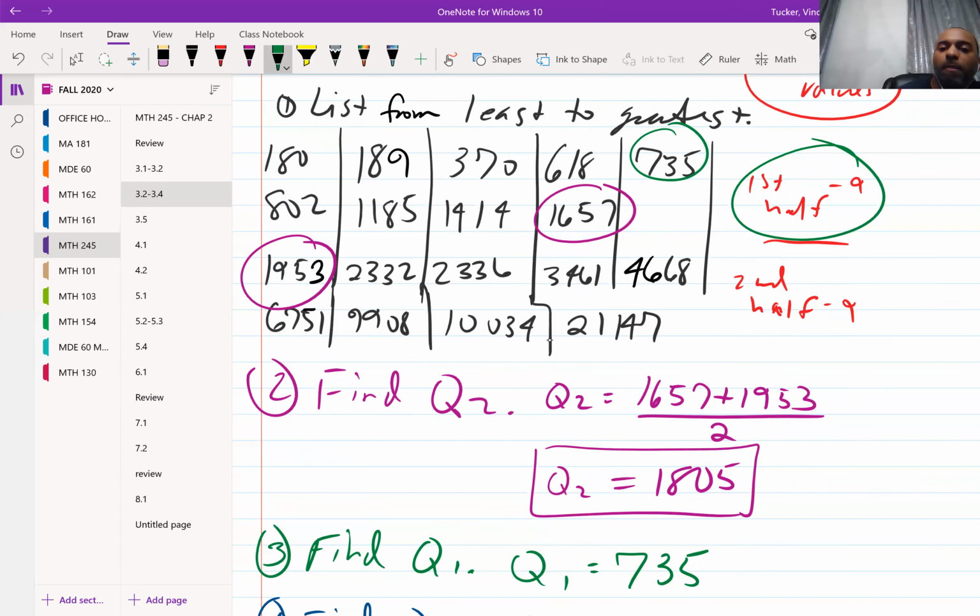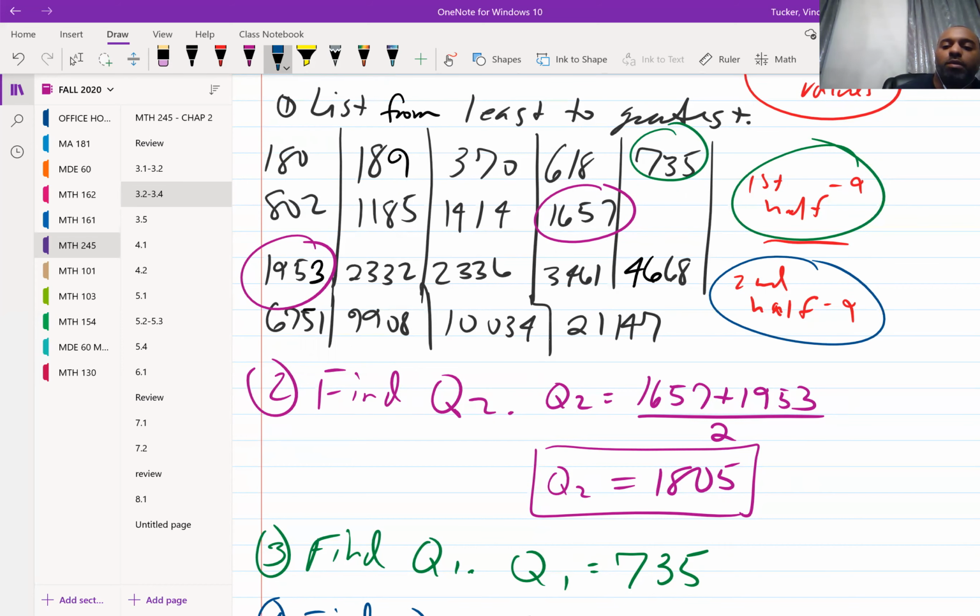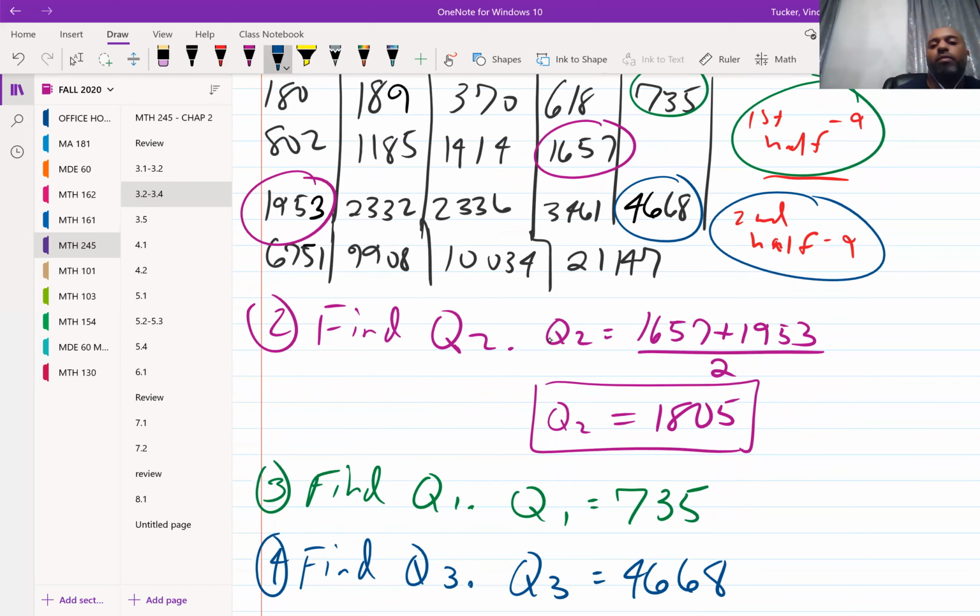All right. There is an odd number of data values in our second half of data, of course, that's 9. So we just pick the middle value there, which is 4668.